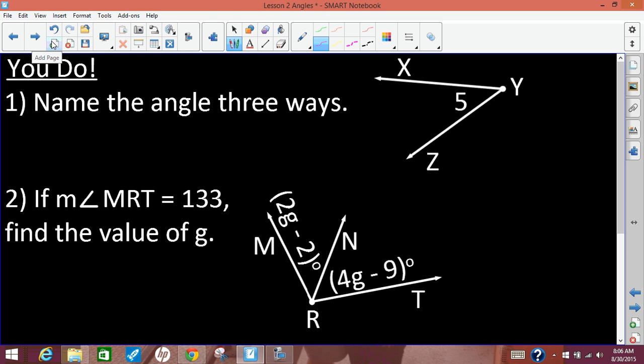So here's your two you-do problems. They should look very similar to the ones we've done in the lesson. Name the angle 3 ways, that angle to the right, and then I want you to find the value of G in this angle. Remember, if you had any questions, write them down, do the you-do problems, and we can talk about them in class.